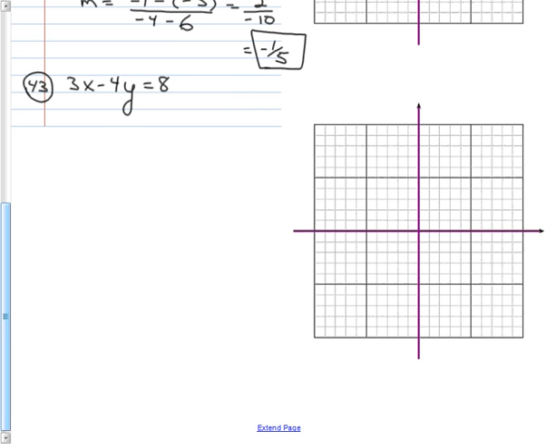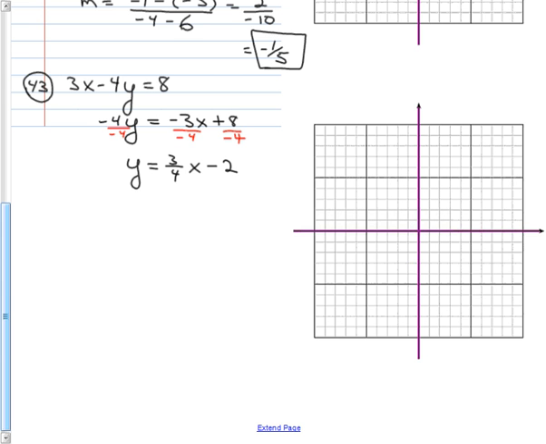So I'm going to subtract 3x. Negative 4y equals negative 3x plus the 8 that was already there. Divide everything by a negative 4. Y equals positive 3/4 x minus 2.